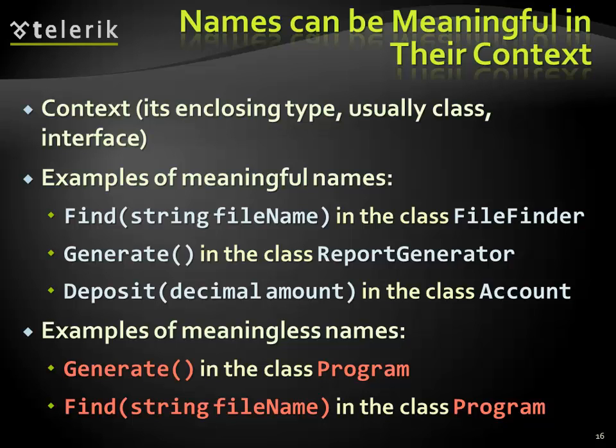So see the difference. Report generator dot generate, quite clear. Program dot generate, not really clear what it generates. The same with program dot find file name. It's not really clear what it is finding.